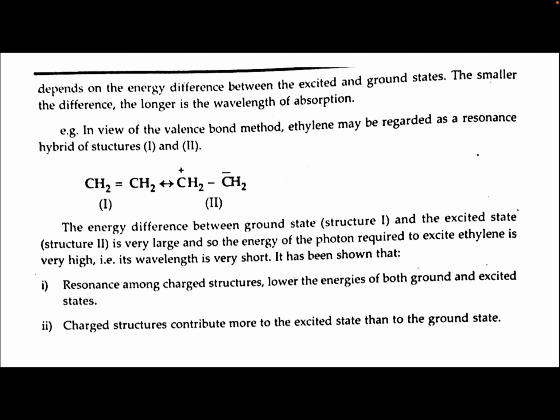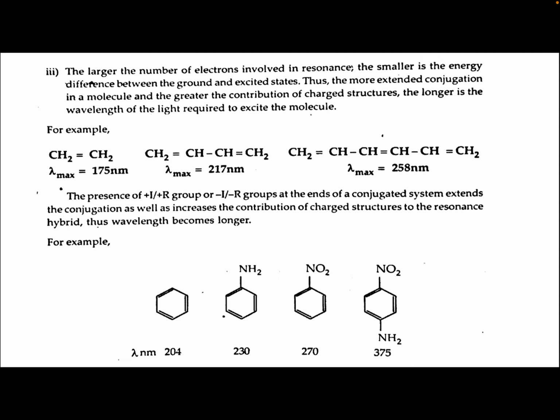Example: in view of the valence bond method, ethylene may be regarded as a resonance hybrid of structures 1 and 2, CH2=CH2 and CH2+ – CH2-. The energy difference between ground state structure 1 and excited state structure 2 is very large, and so the energy of the photon required to excite ethylene is very high, that is, its wavelength is very short. It has been shown that resonance among charged structures lowers the energies of both ground and excited state. Charged structures contribute more to the excited state than the ground state.